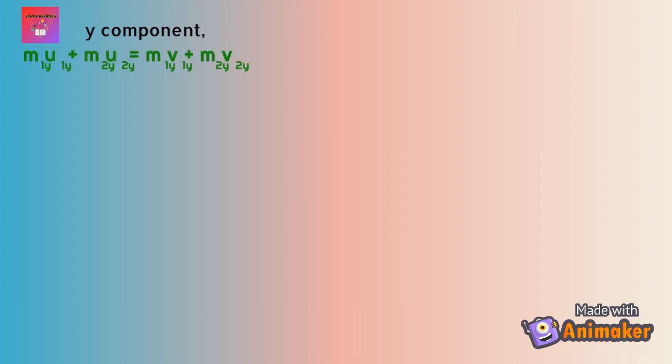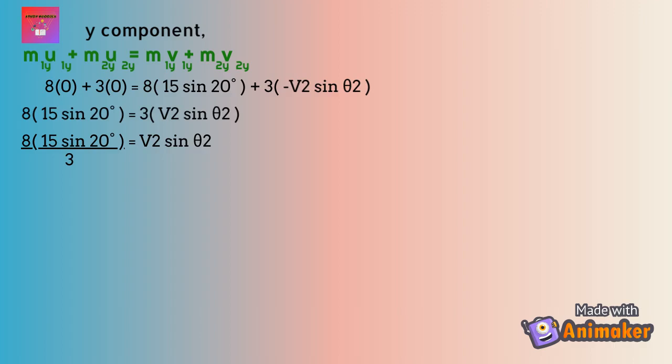Now, solve the question by solving each component. Let's solve y component first. Apply the formula we have learned just now, which is m1y u1y plus m2y u2y equals m1y v1y plus m2y v2y. Substitute the values into the equation. Leave your answer in the form of v2 sin theta equals 13.68 meters per second and label it as equation 1. Remember, since this equation has two different unknowns, we will need two different equations to solve it.